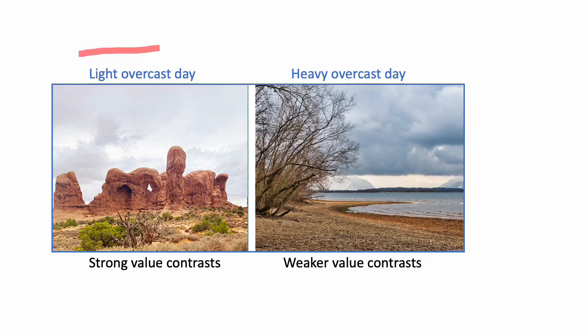On a light overcast day, the clouds act like a thin piece of paper, so the entire sky becomes one massive glowing light bulb, which is why it's so light, and it creates a strong value contrast with the land. In contrast, a heavy overcast day would be like a thick piece of paper, so much less sunlight is getting through, and as a result, both the sky and the land get darker, so the value contrasts are weaker.